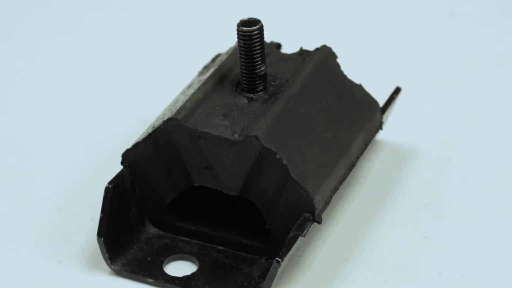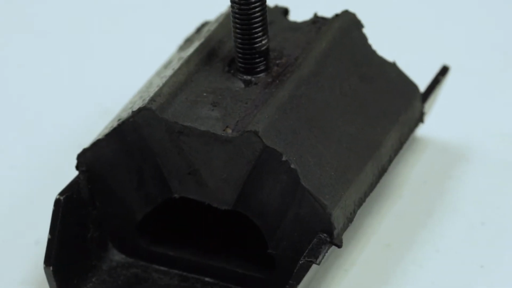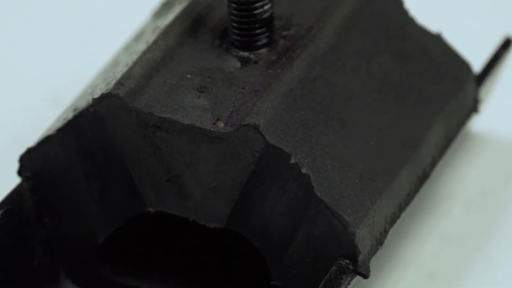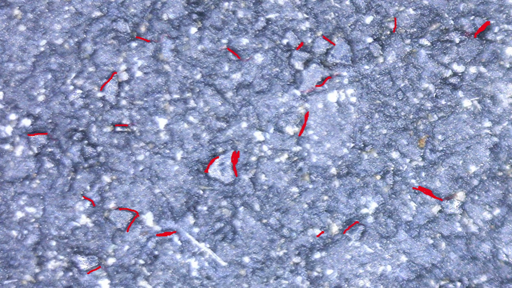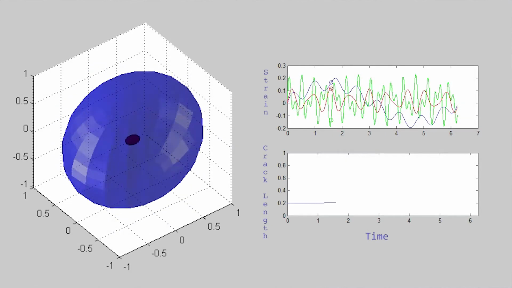Let's go back to basics. Damage is about crack growth. Cracks start as microscopic precursors. Under cyclic loads, they grow, first very slowly and then later much faster. The growth rate depends on the orientation of the crack.